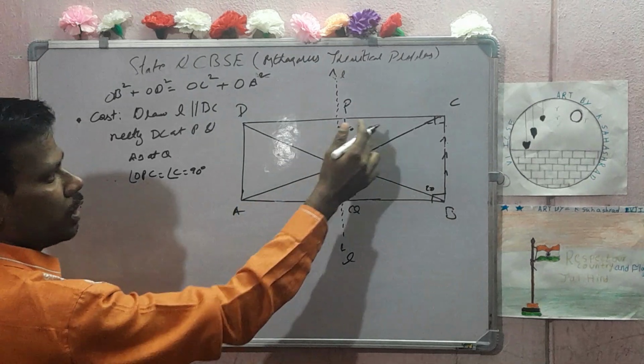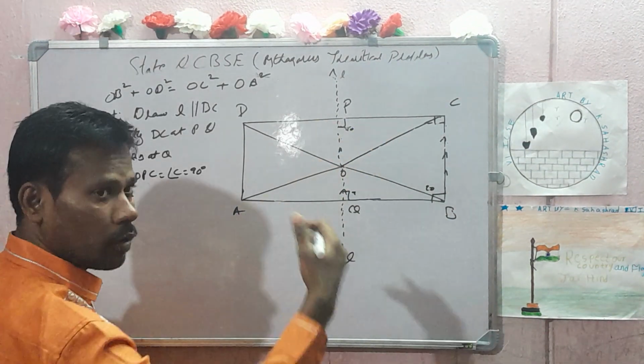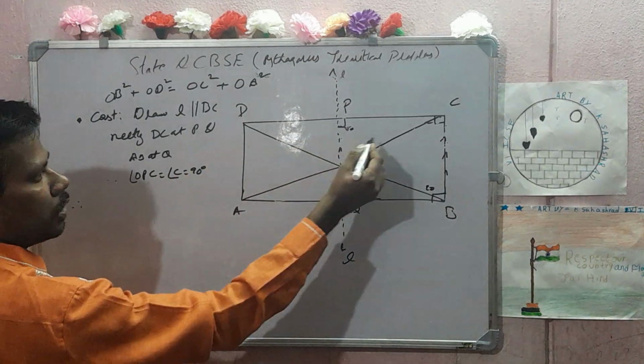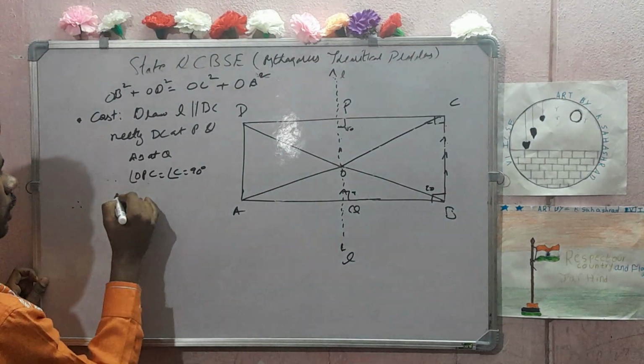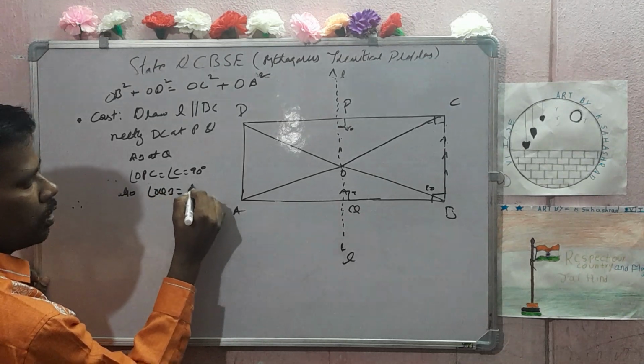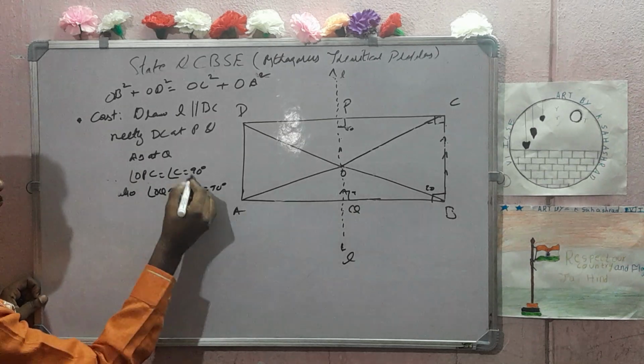Therefore you need not write all. If you have time, you can write all the steps whatever I have just explained. Therefore this angle P is equal to angle C and also angle OQB is equal to angle B, both are 90. So why these are 90?